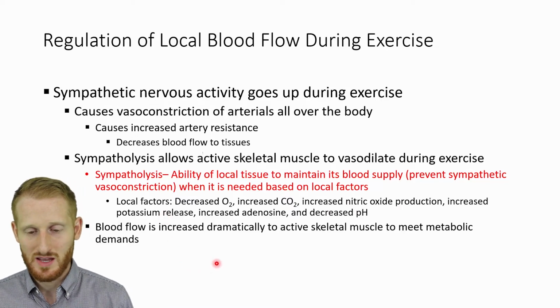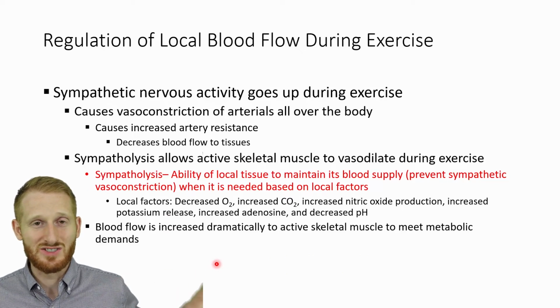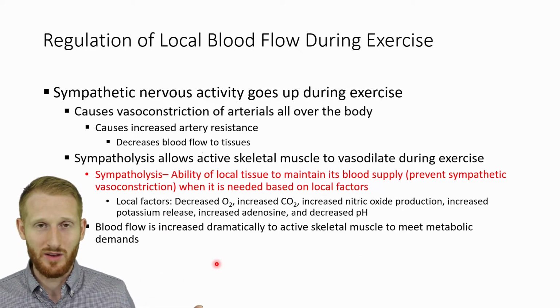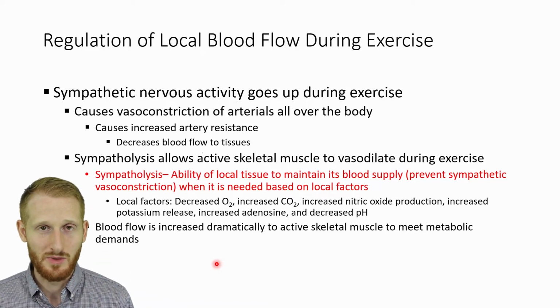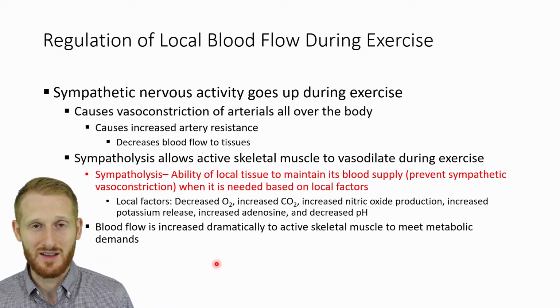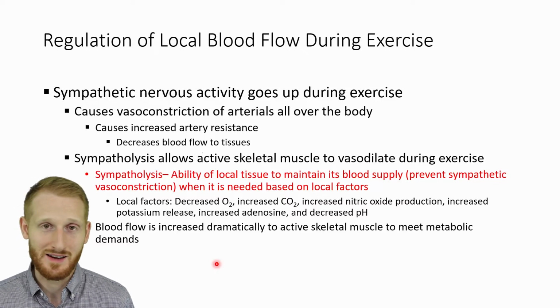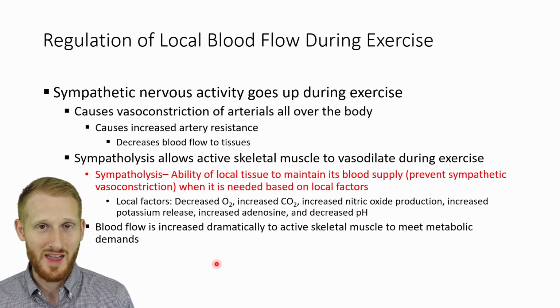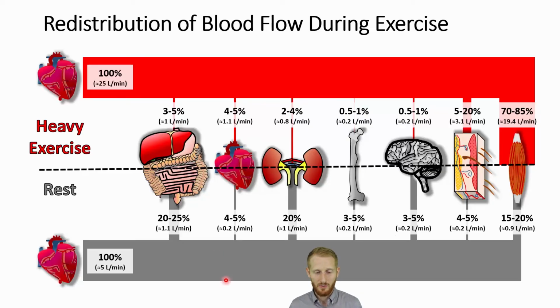So it's going to get lots of blood flow, which is exactly what it needs. And so this is a way of stopping tissues that don't need more blood flow from getting that blood flow and diverting the blood flow to the active skeletal muscle. So it's a really neat and necessary mechanism to make sure that you're able to get the blood where it belongs. On that note, let's look at how blood flow is redistributed during exercise.